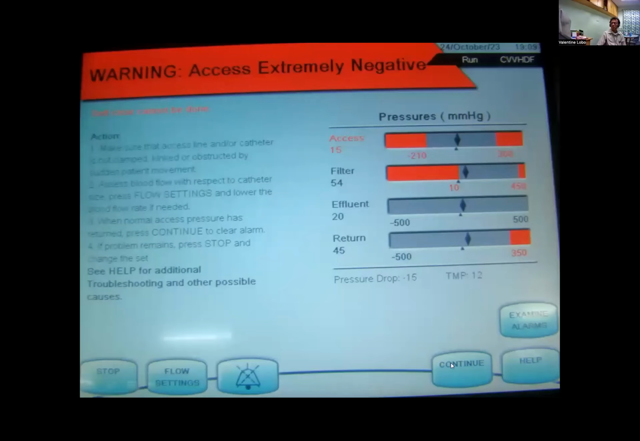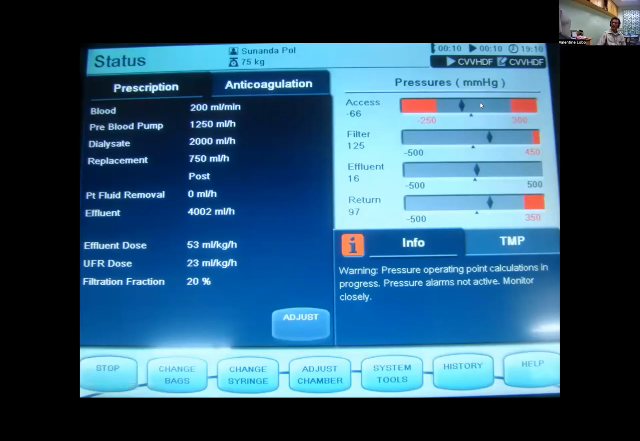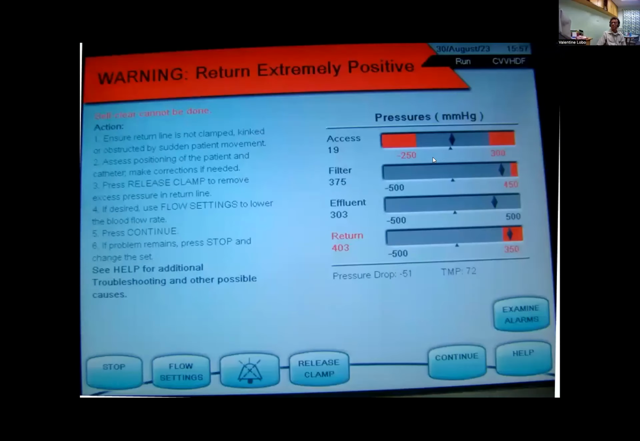Okay, if we have tackled the problem, the access pressure returns in such a situation to a positive value. We press the continue button at the bottom of the screen and the machine will go back to normal functioning, where a mildly negative access pressure is acceptable. So here is an access pressure of -66 at a blood flow of 200 mils per minute, which is quite acceptable in this situation.